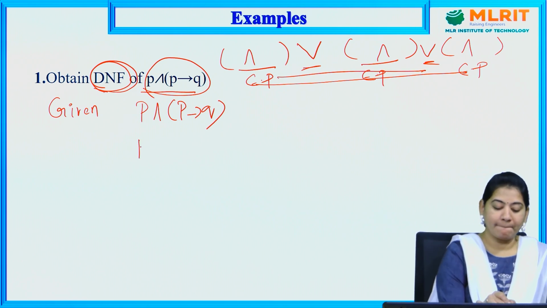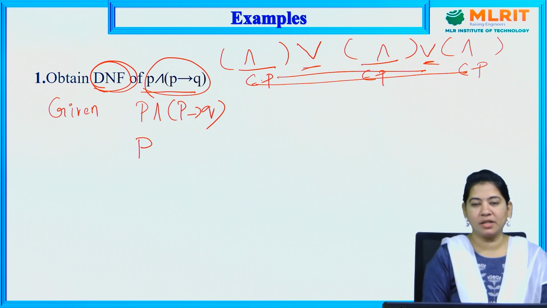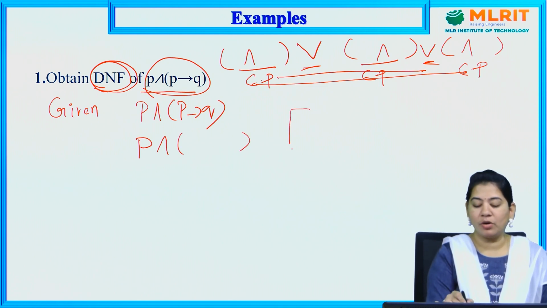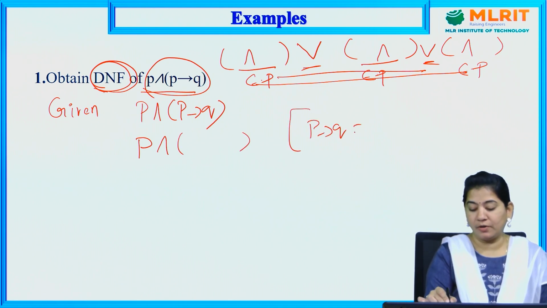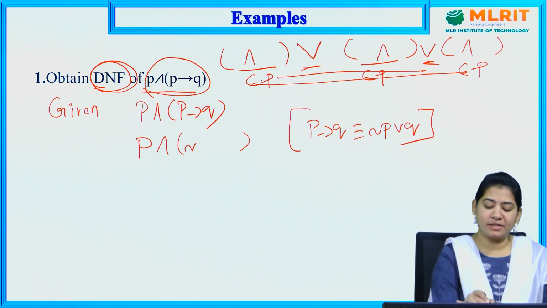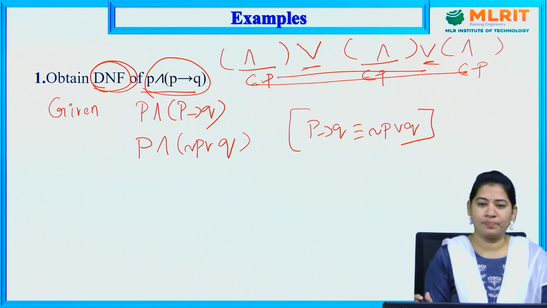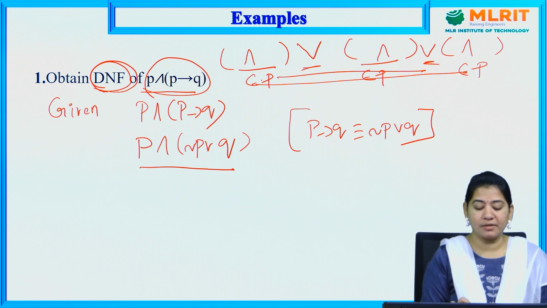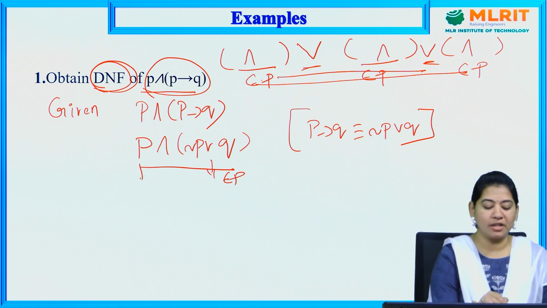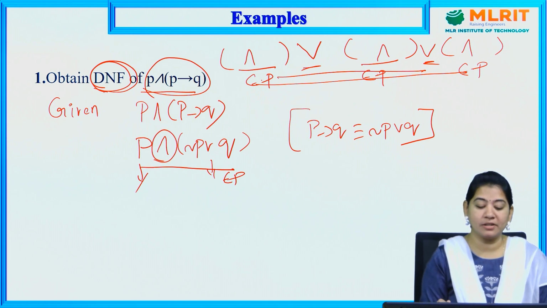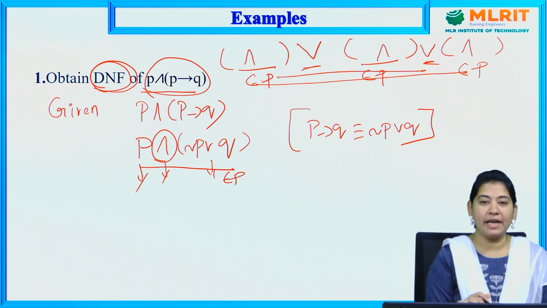Here P, I cannot write anything else, because I don't have any formula for it. I am writing it as it is. P implies Q: from the standard formula, P implies Q is equal to negation P or Q. So write down as it is, negation P or Q. If we observe this row, I still didn't get the sum of elementary products. This is not in the form of elementary product, and this is not a sum, I have an and here. So still I need to solve it.